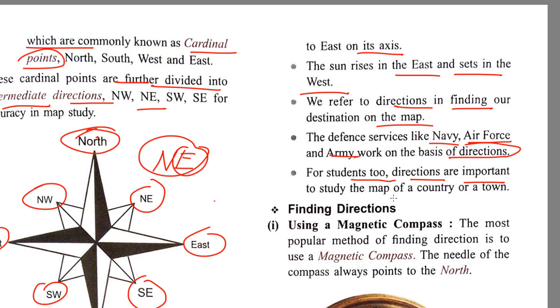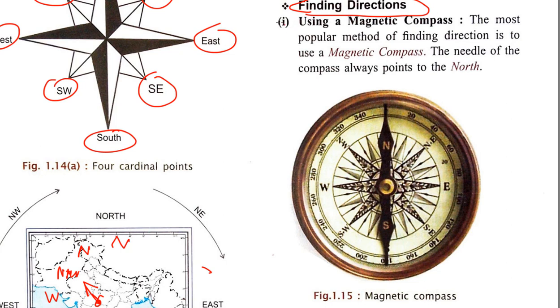So how can we calculate the directions? Some methods, some gadgets are available. So number one is using a magnetic compass. The most popular method of finding direction is to use a magnetic compass. So on the basis of a magnetic compass, we can easily identify the directions.